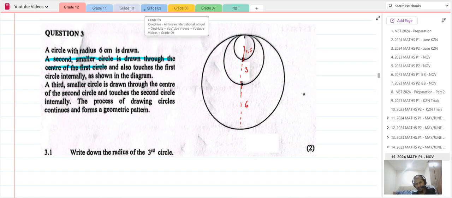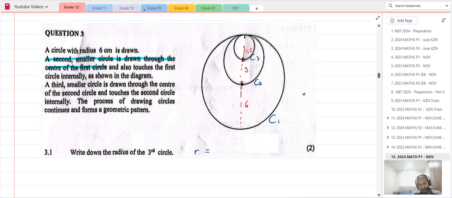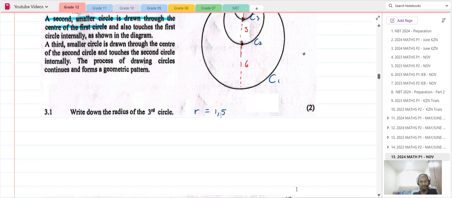So guys, this is circle 1, right? This is second circle. So the radius of the third circle is 1.5. As we see here, the whole thing is 6, then that's 3, that's also 3, so the radius of this will be 1.5. So we got 6, 3, we're basically dividing it by 2 each time, starting from radius 6. So basically that's your pattern. Right, let's move on to the next question. We got our answer here.